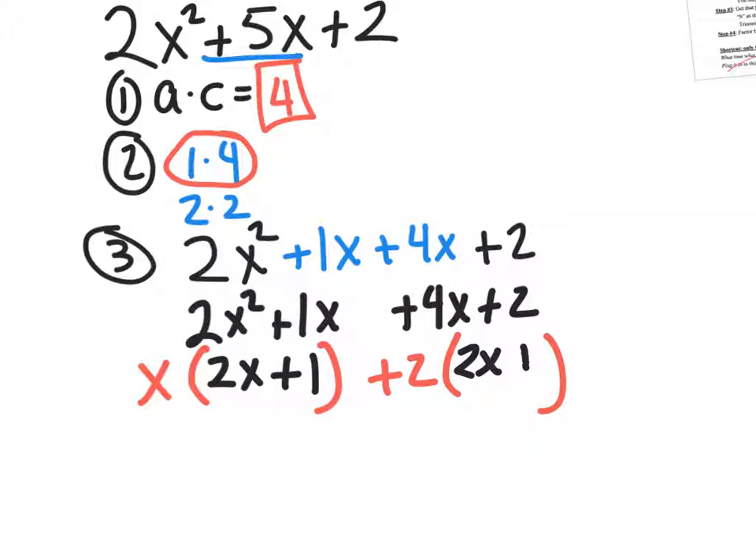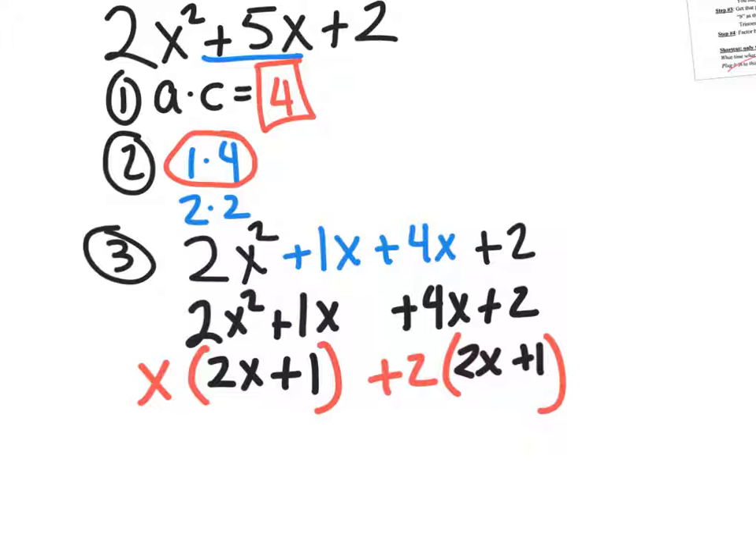2x plus 1. Now this is a very good thing because we have the same exact binomial in the first group and the second group. And the next step in factoring by grouping is to take a step back and pull out what's in common in your first group and your second group, which we said is this binomial 2x plus 1. So I'm going to take this binomial and pull it out, put it in front.